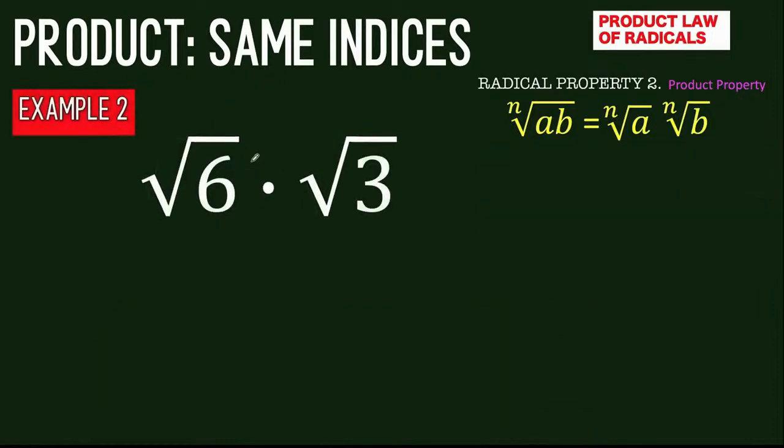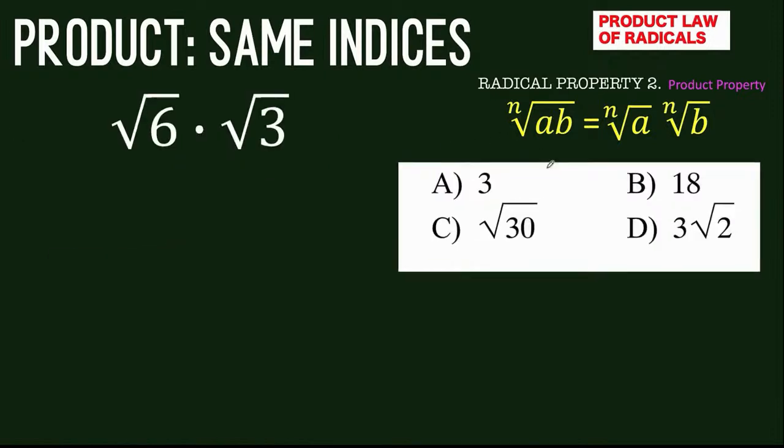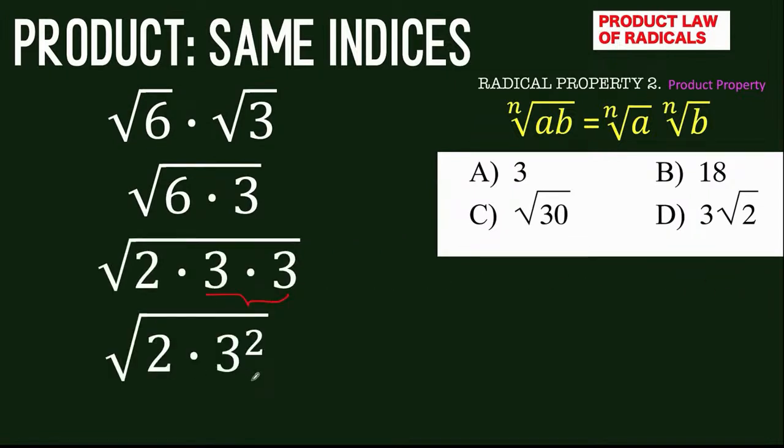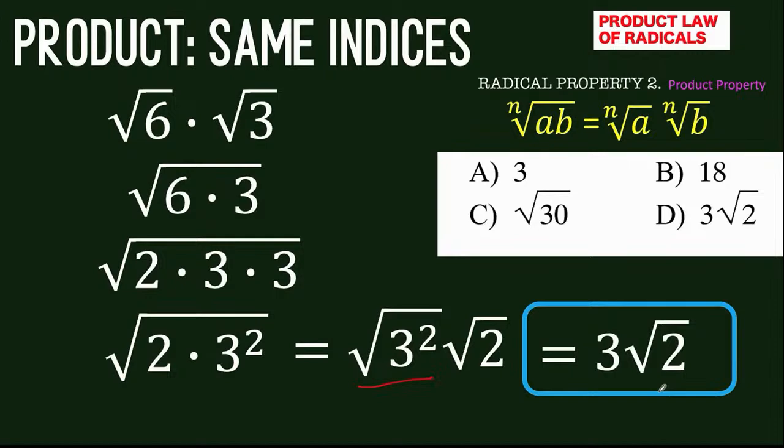Let's go to the second example. Let's say we are asked to multiply square root of 6 times square root of 3. Again, the indices are the same, so we can just write them as one radical. Now 6 can be written as 2 times 3, and we have here 3 squared. Now, applying the product property of radicals, we can write this as 2 separate radicals. Applying the commutative property of multiplication, we can swap the order of square root of 2 and square root of 3 squared. This is a perfect nth factor that is equivalent to 3, and we copy square root of 2. So this is our final answer, which is letter D.